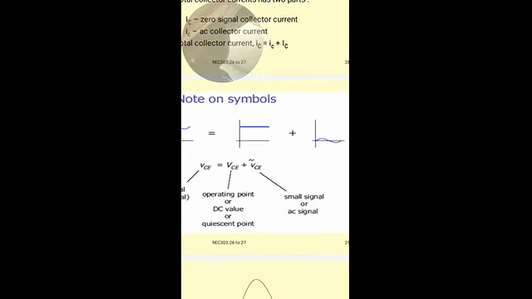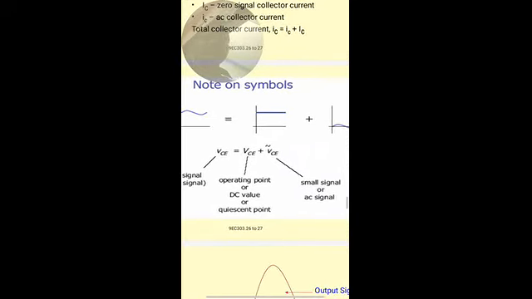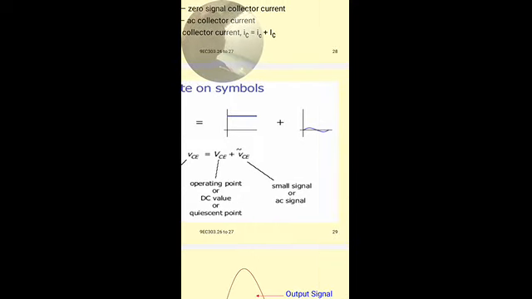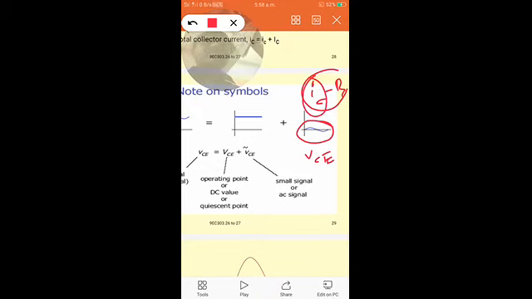Small signal or AC signal here. So this signal, the output signal, is going to vary with the AC collector current that is flowing through the resistor RC. So this is the voltage drop that is produced across the RC. It is called VCE, the AC voltage produced due to the collector current, which is passing through the resistor RC.